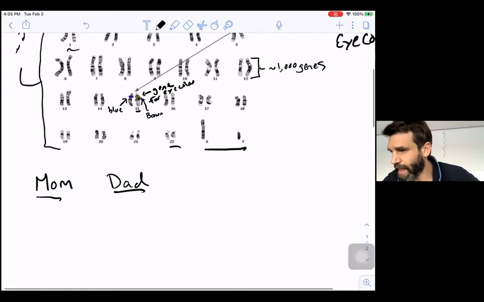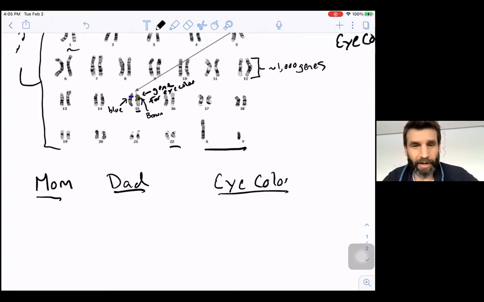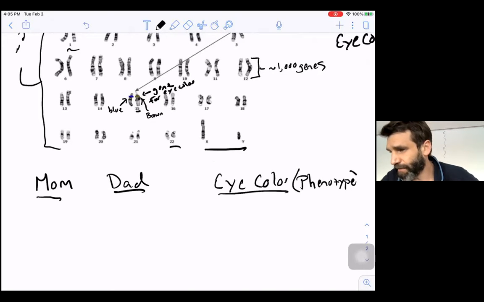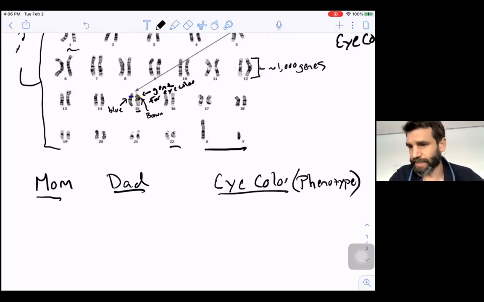And then we would say, what would be the eye color here? And one word that we're going to look at is the trait. We call this the phenotype. This is the version that you get, the trait that you get. And that'll become clear in just a sec.